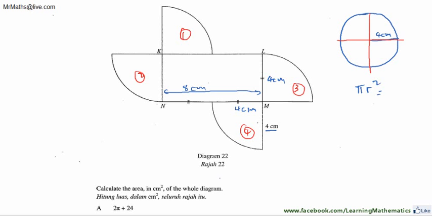We are not going to resolve the value of pi there. The area of a circle is pi r squared, which is 4 squared, 16, so 16 pi. And what about the rectangle here? The rectangle is 8 times 4, which is 32 cm squared. So pretty easy. The area of the whole diagram is equal to 32 plus 16 pi cm squared. So do we have that answer?